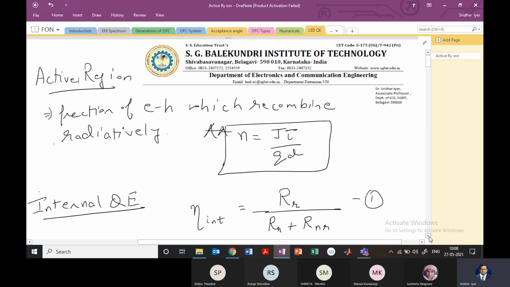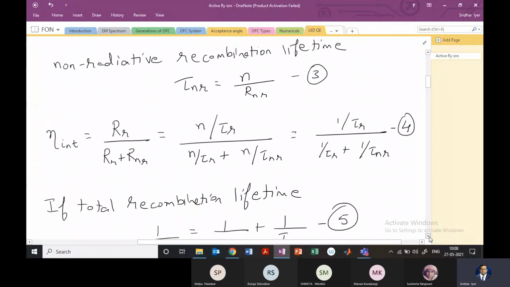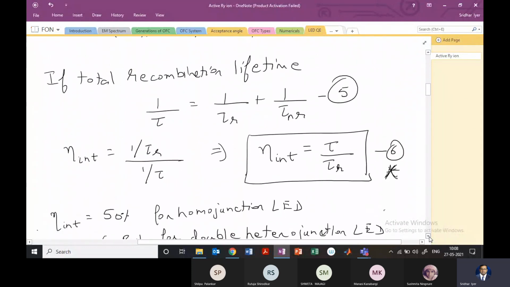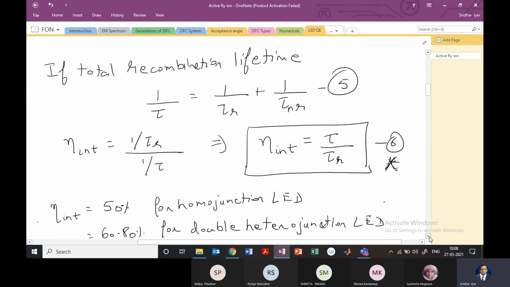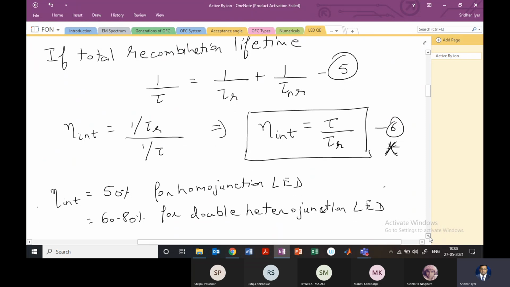In the last lecture, we discussed the active region. We derived the internal quantum efficiency. So you can see the equations on your screen. And finally, we got equation 6, which is the internal quantum efficiency in terms of the lifetime. So the numerator is the total lifetime and the denominator is the lifetime which is radiative.